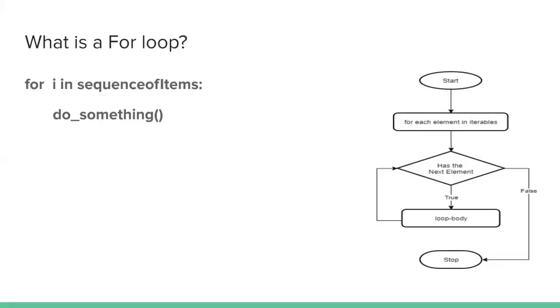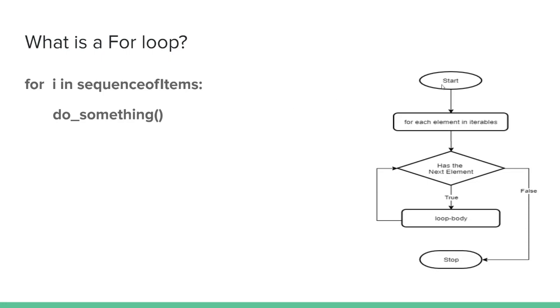All right. So the structure is for i in a sequence of items, which is very important. It has to have a sequence. It's a sequence type where it can have that next element, and then it will enter and it will do something, and it will do something for a number of times.